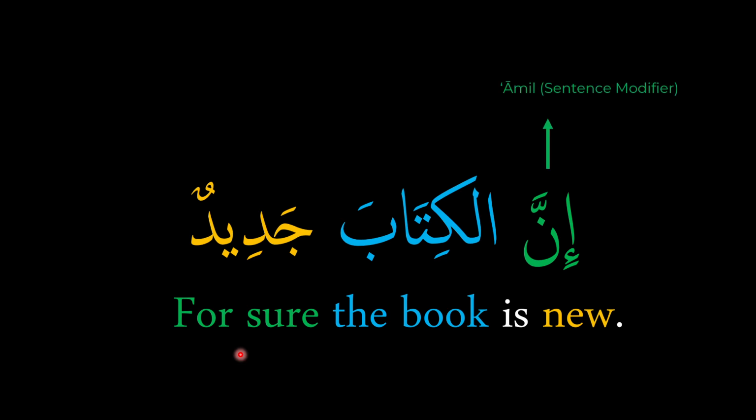So what does this look like in terms of a grammar breakdown? We have our amil, which is our sentence modifier. In this case, it's inna. Then we have the mubtada being targeted and being put into a state of nasb, right? That's our mubtada. And then the khabar remaining the same. So there's two things that happened. The amil, the sentence modifier, was introduced, and the mubtada was turned into a state of nasb, right? Grammatically, that's what's happening.